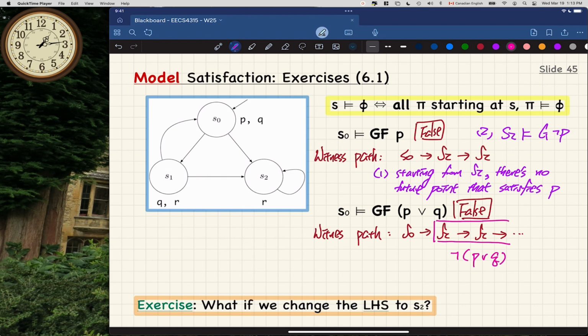All right, not too bad. Let's now do another one. This one also helps us do one of the exercises. Let's say we still consider S0. So I would say S0 over here, and then it's model satisfaction, and then GF, P or R.